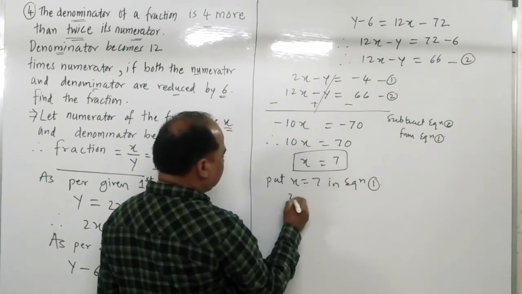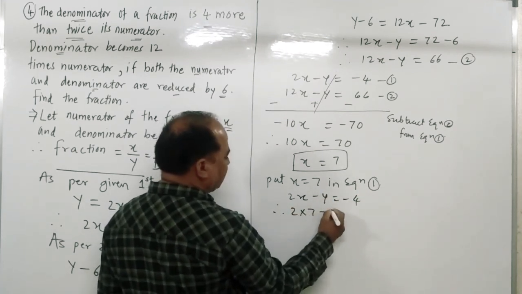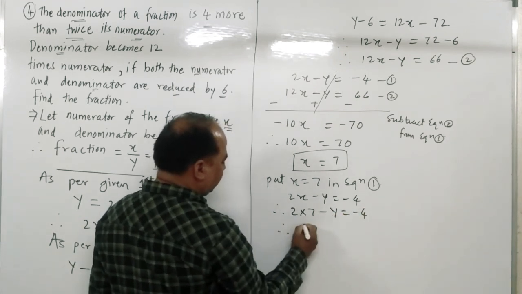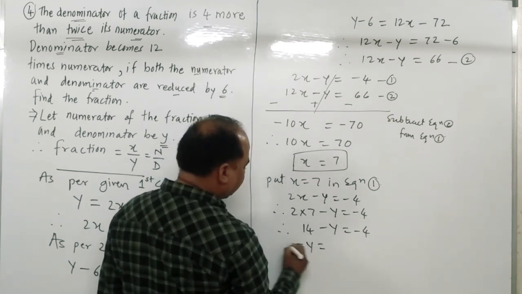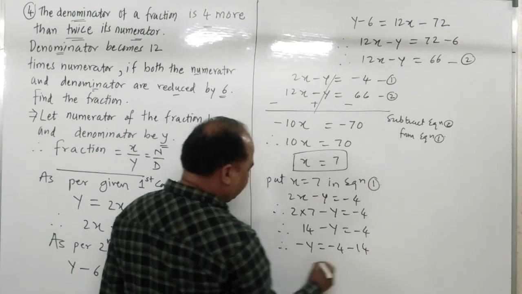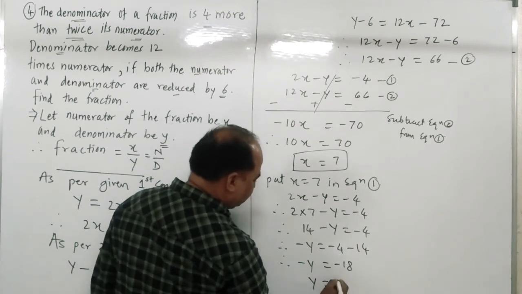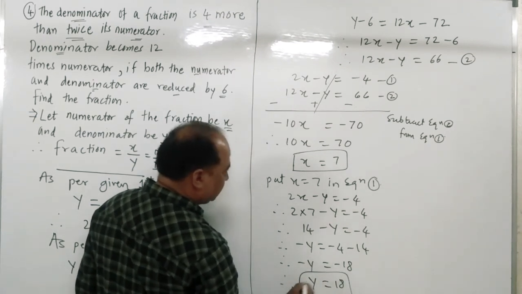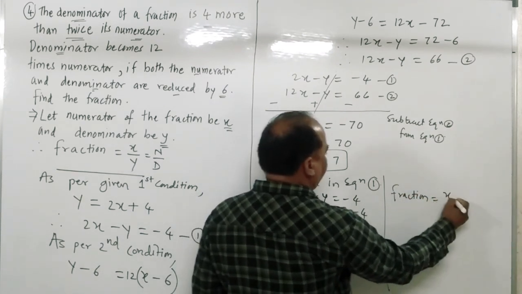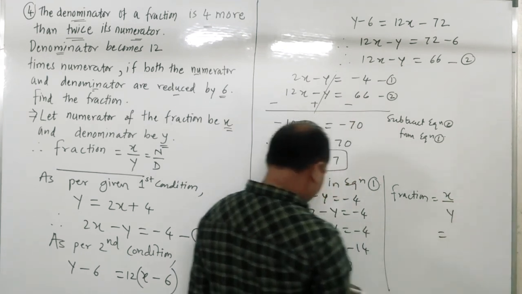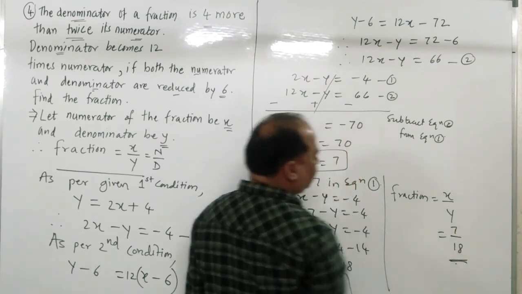So equation number 1 is 2x minus y is equal to minus 4. So 2 into 7 minus y is equal to minus 4. Therefore 14 minus y is equal to minus 4. So minus y is equal to minus 4 minus 14. Therefore minus y is equal to minus 18 and y is equal to 18. So the required fraction is x upon y, where x is equal to 7 and y is equal to 18, 7 upon 18 is the required fraction.